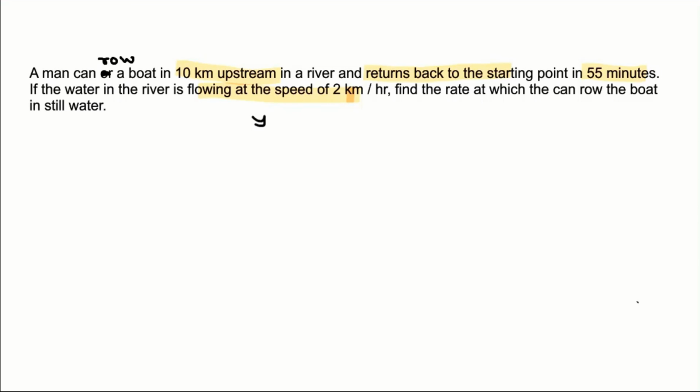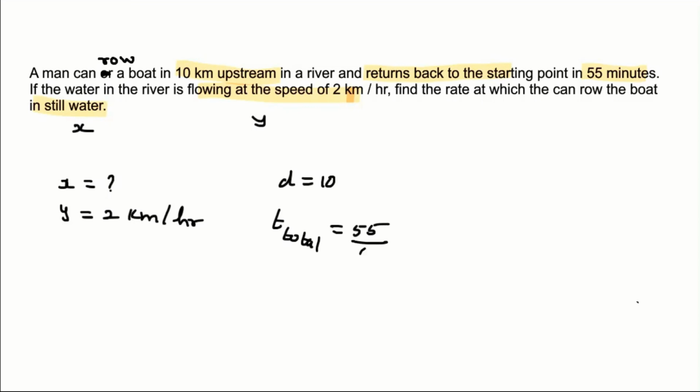So they are asking to find the rate in still water, that is, what is the x value. So he's going up and coming down. Here you have to find x. y is given as 2 kilometers per hour. Distance traveled is 10 kilometers going up and coming down. Total time taken is 55 minutes, that is 55 by 60 hours. This is what is given.